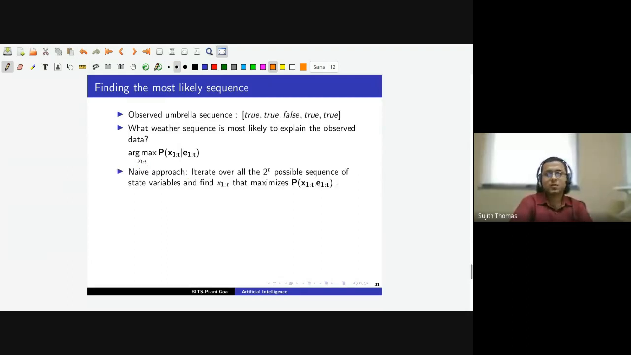So let us look at a naive approach. So the naive approach would be to iterate over all the 2 to the power t possible sequences of state variables. So we have t state variables, and we have 2 to the power t possible values here. So we can iterate over all the possible sequences and find out which one will maximize this probability. So this obviously is not a desirable approach because the time complexity will increase exponentially as the time steps increase. It grows exponentially with t. So what can be a better approach?